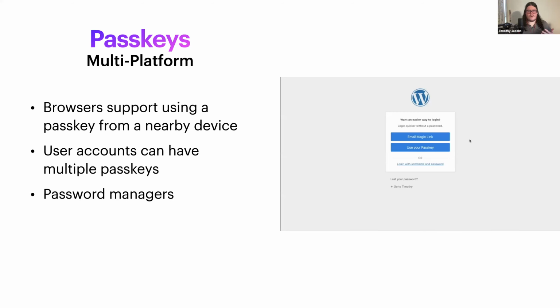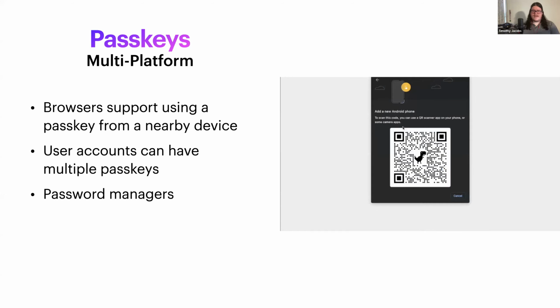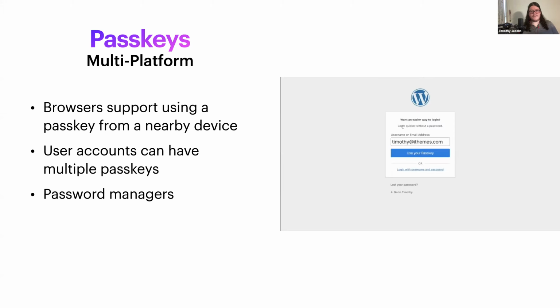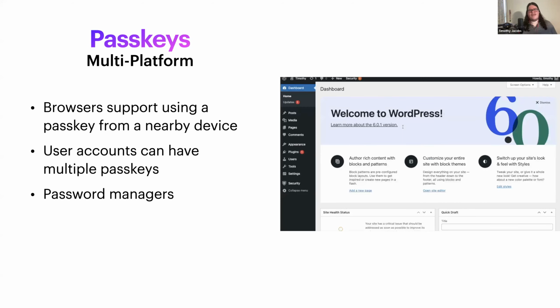So how about if you are a multi-platform user or multi-platform household? A big thing to remember is that browsers support using a passkey from a nearby device. So you don't even have to be logging in with the computer that you normally use. Let's say you're traveling and you're using a friend's computer and you want to log in. You can still use your passkey if you have your phone with you. Basically this little UI pops up that says, hey, let's connect with a phone. You scan this QR code with your phone, and that creates a secure connection that lets you share that passkey.